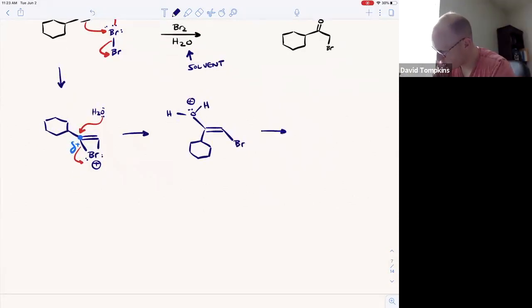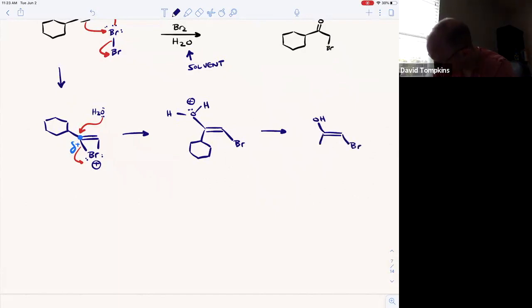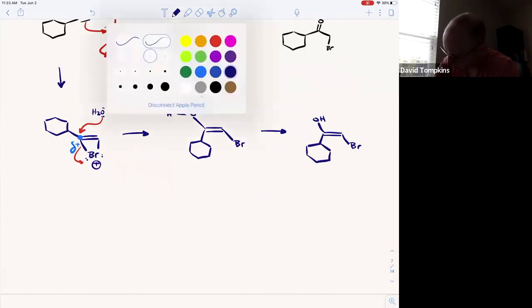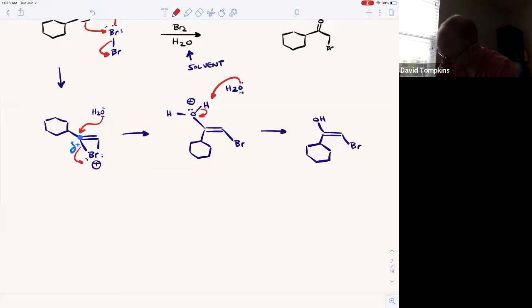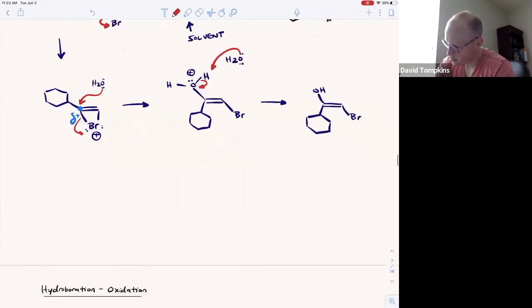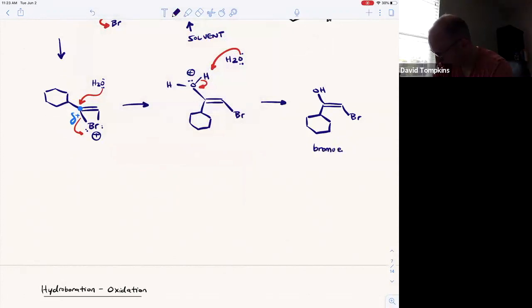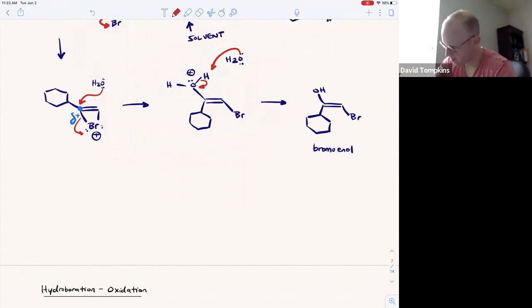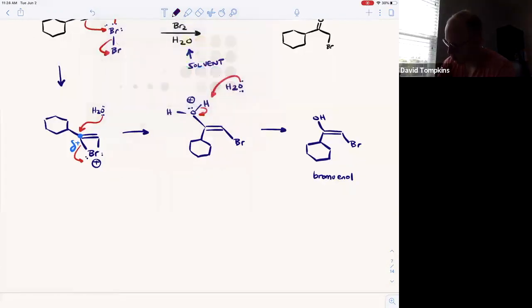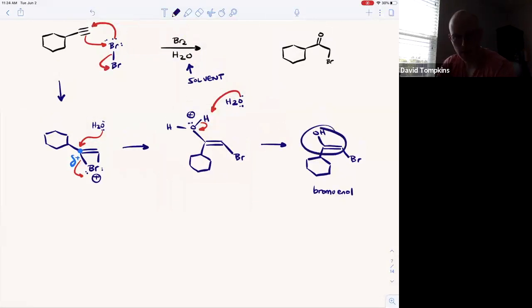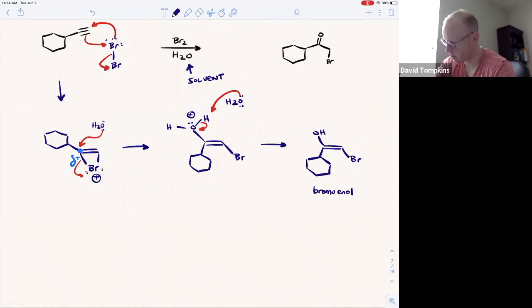And next, deprotonation is going to give a neutral enol, where another solvent molecule can retrieve the acidic proton and give a lone pair back to oxygen. So you get this bromoenol here. Remember, enol means alkene right there, conjugated with alcohol. And what happens is that enol is going to tautomerize to a ketone in the product.